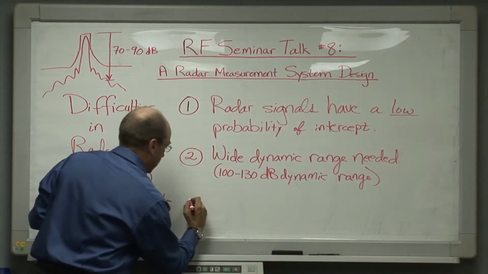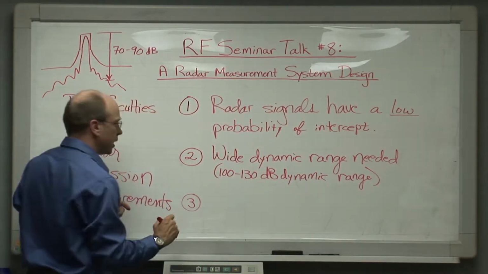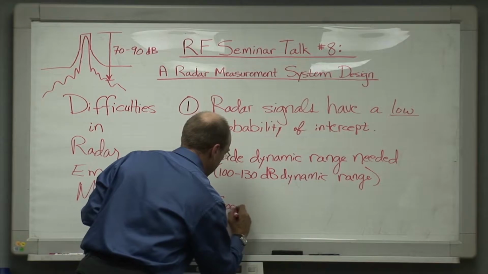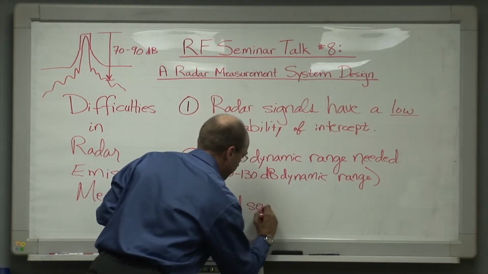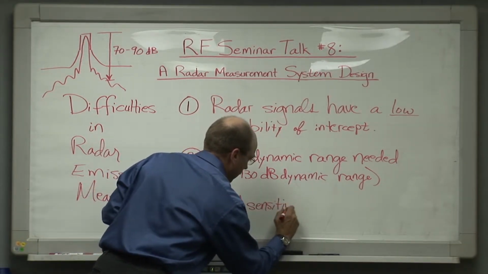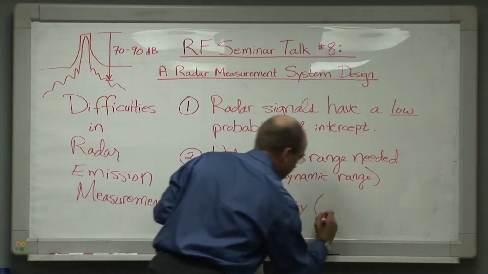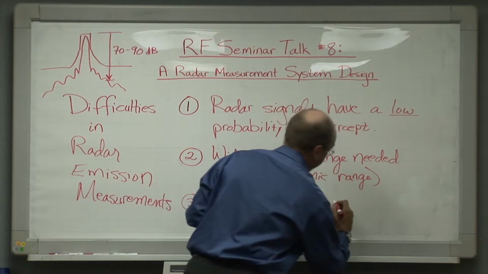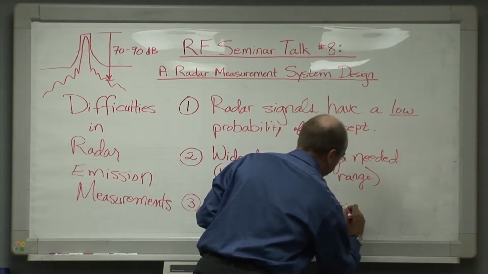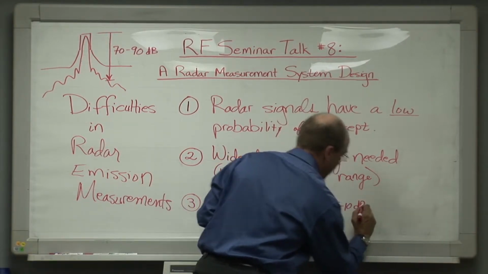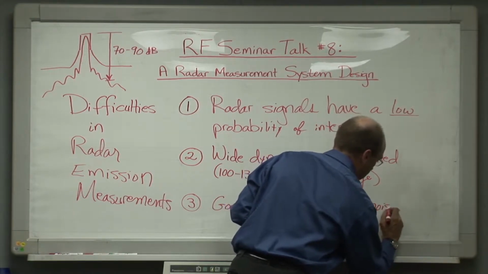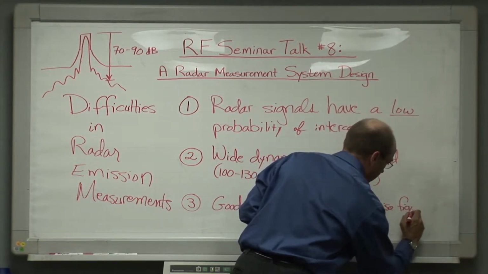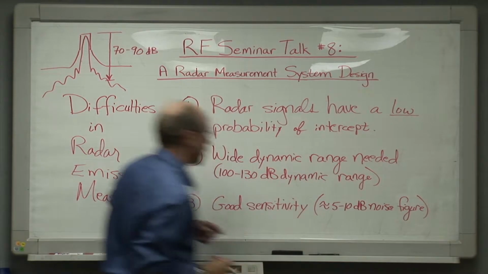And thirdly, we need good or high sensitivity in our measurement system, which means a noise figure that's on the order of, if possible, 5 to hopefully not more than 10 dB noise figure in the measurement. So these are the three problems.